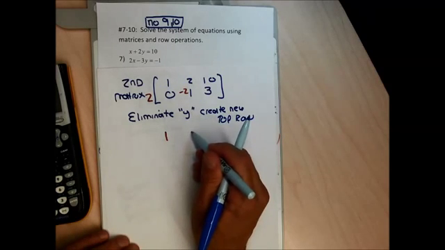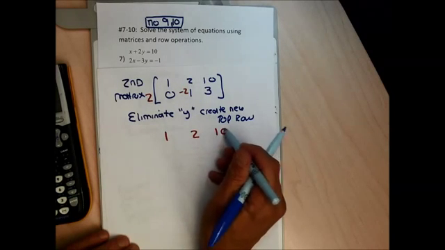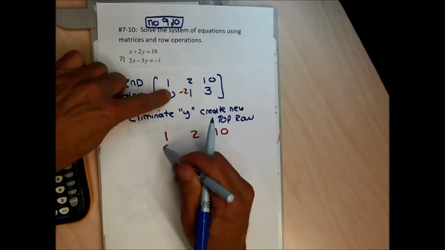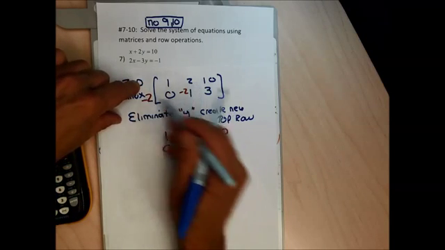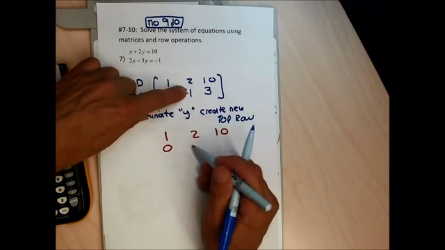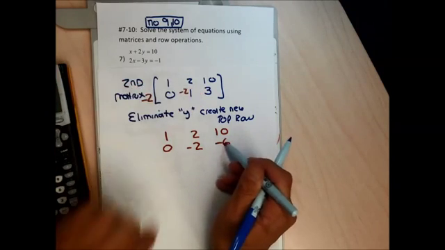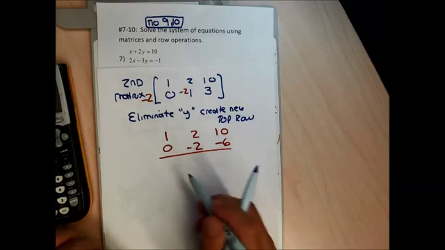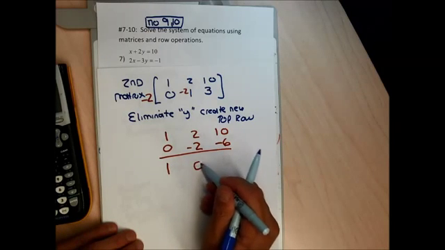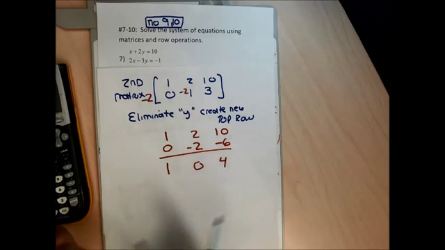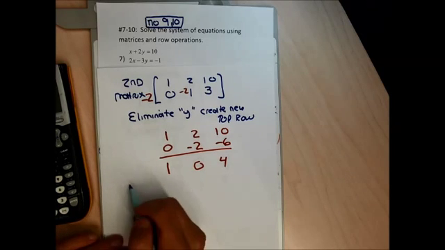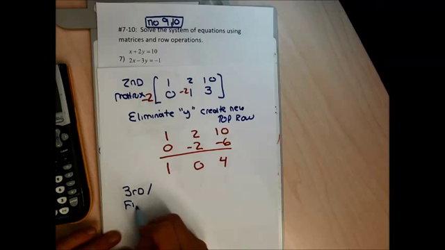I'm going to leave the top row 1, 2, and 10, and I'm going to go 2 times 0 is 0, negative 2 times 0 is 0, negative 2 times 1 is negative 2, negative 2 times 3 is negative 6. I'm going to add these together and get 1, 0, and positive 4. That's going to be my top row. There's no number that I can divide there. So this is going to be my third and final matrix.